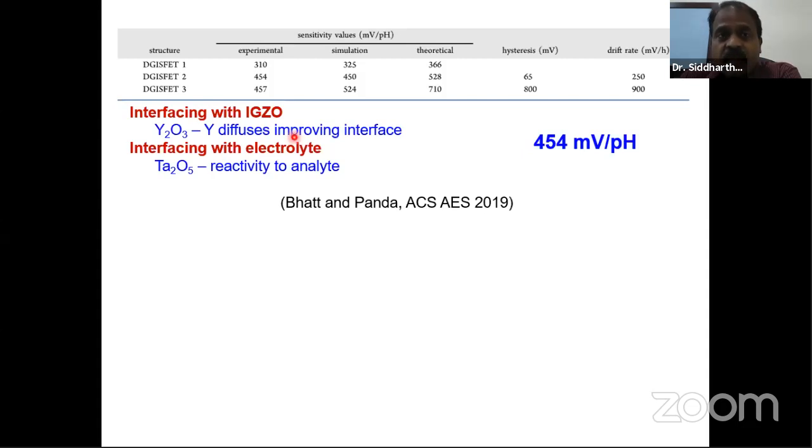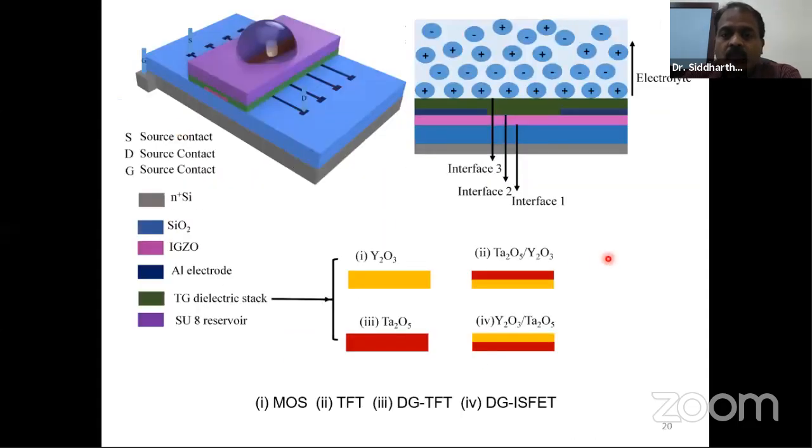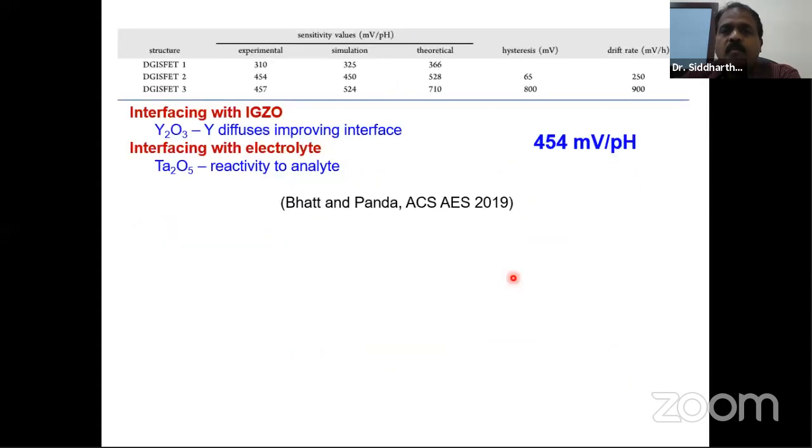At the same time, this was a stack, and if I go back here, this was the stack with yttria at the bottom, interfacing with silicon dioxide, and tantalum oxide interfacing with the electrolyte. So here we see that we utilized a stack capturing the best of both. On the basis of this, we are able to get very good performance. The same thing we did for the top gate.